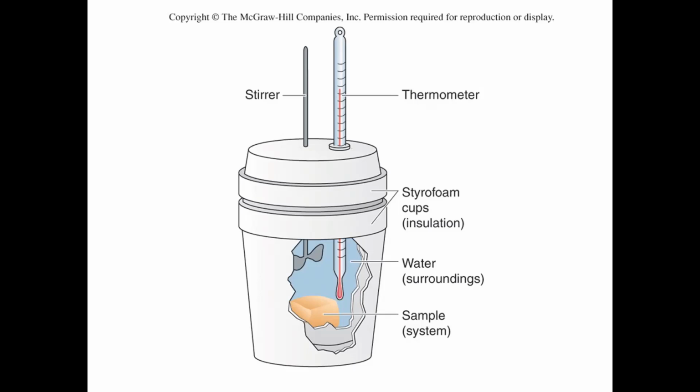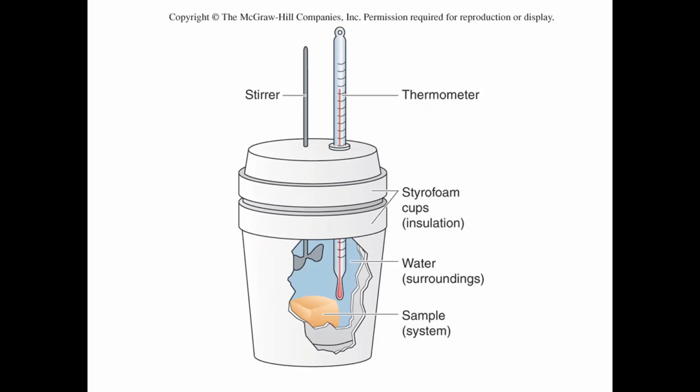A lot of heat can be released into the surroundings through the top. So a lid is really important, especially if you have large temperature changes. If you have small temperature changes, not so much. But if you have a large temperature change, that's really important. So having that lid on is why you wear a hat in the winter, because your head, that's where the heat is getting out. And then you have a stir.